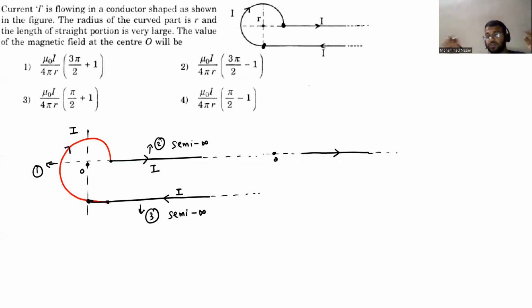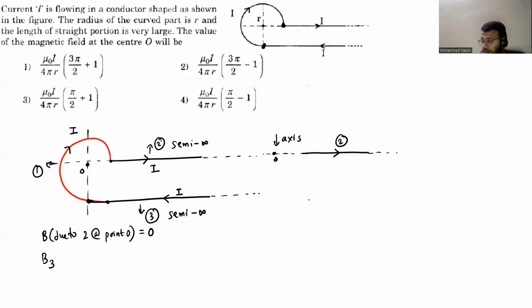Magnetic field on the axis of the wire is going to be zero, as seen in the concept videos with the help of Biot-Savart's law. Since O lies on the axis of wire 2, the magnetic field due to section 2 at O will be 0. So the magnetic field due to section 2 at point O is equal to 0 because point O is lying on the axis of the wire. That's it. Now calculate the magnetic field due to this third wire.